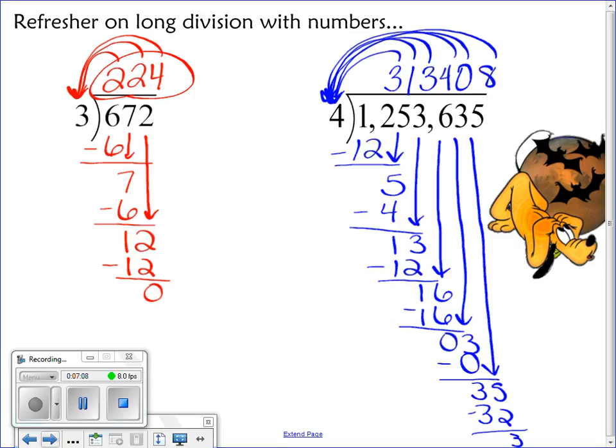3. What do we do with the remainder? Do not tell me put a giant R up there. Trey? I don't want a decimal. Adding a 0 would give me the decimal expansion. No. I want a fraction. What fraction? It's 3 over 4. Whatever your remainder is goes over top of whatever it was you were dividing by. So 1,253,635 divided by 4 is 313,408 and 3/4.